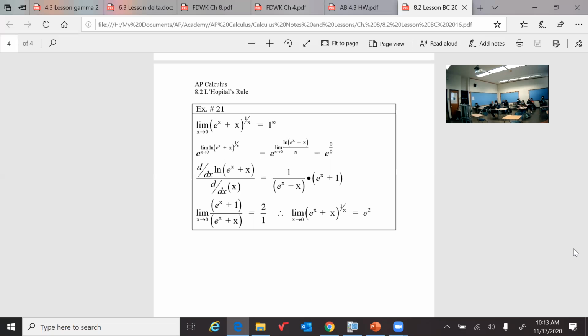Okay, so you're ending up with e to the second. Because all we did was use L'Hopital for the exponent. The exponent's 2. The base was e. Your answer is 3. All right. So that is it for 8.2.